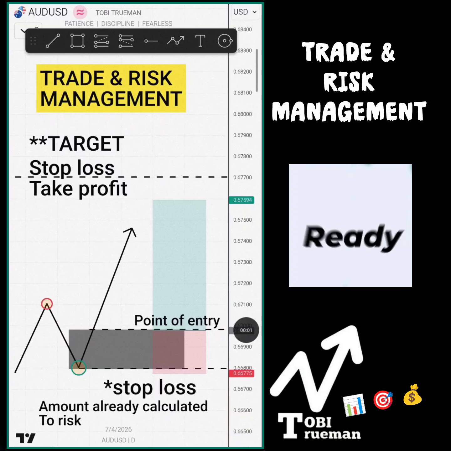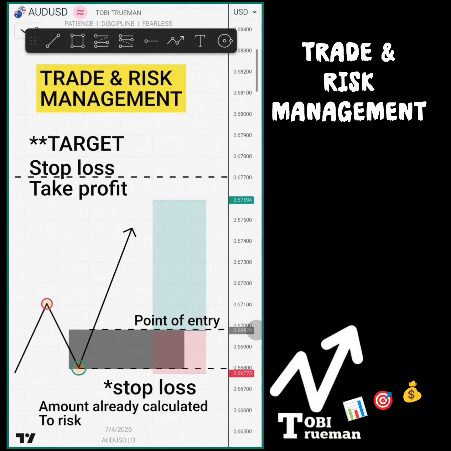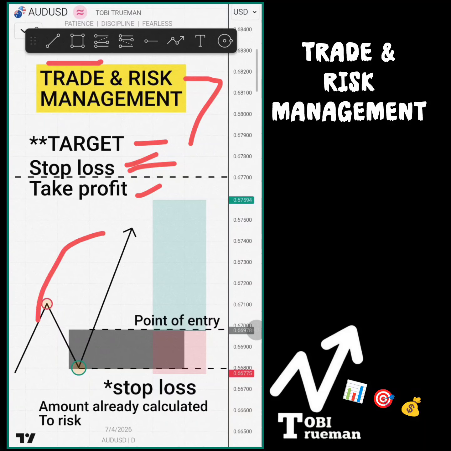Okay, for this particular one, we are going to be looking at risk, trade and risk management. Our major target on this is going to be based on stop loss and then take profit. So I will not dive into much things about trade. Now, based on stop loss, we know from our calculation of money management is the amount that we want to risk. But when we come to the chart, how do we place it?